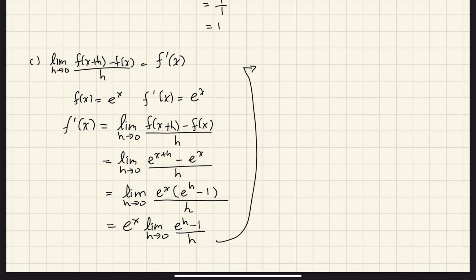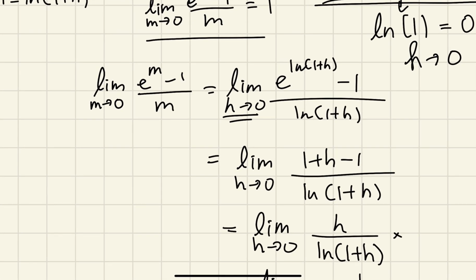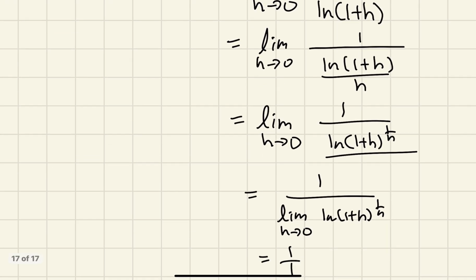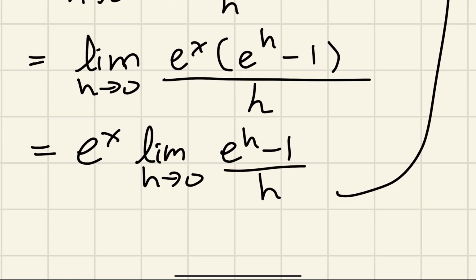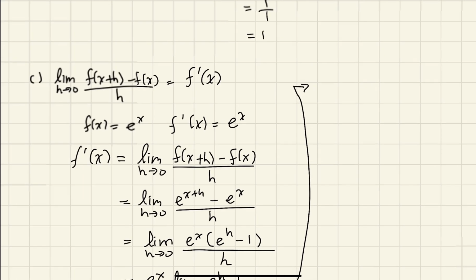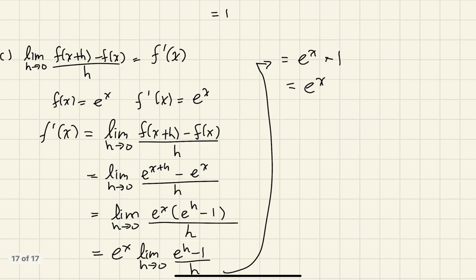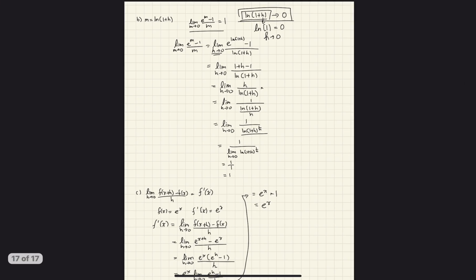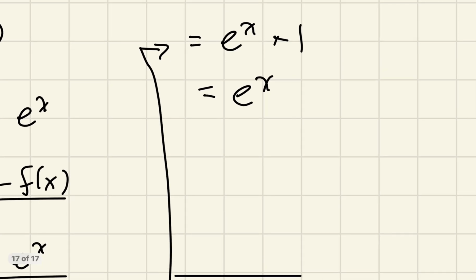Now we can look back on this last part: e to the m minus 1 over m equals 1. And now we just replace m with h, so that would also equal 1. And boom, using the formal definition of a limit and these properties from before, we have proven that the derivative of e to the x is e to the x.